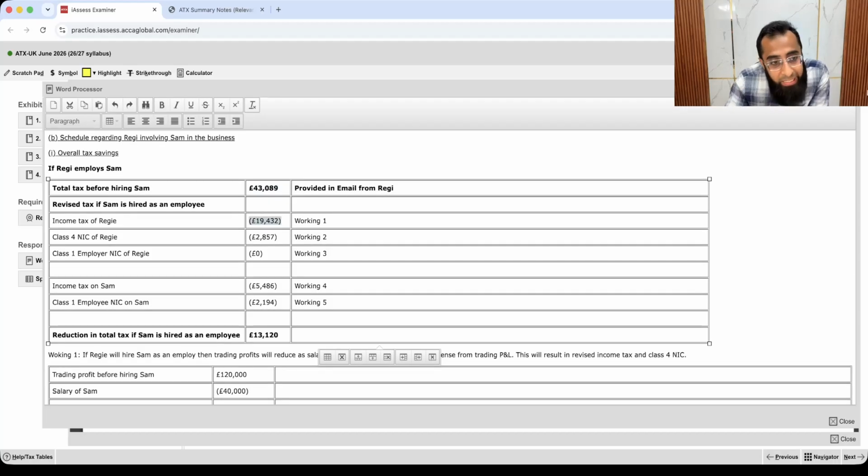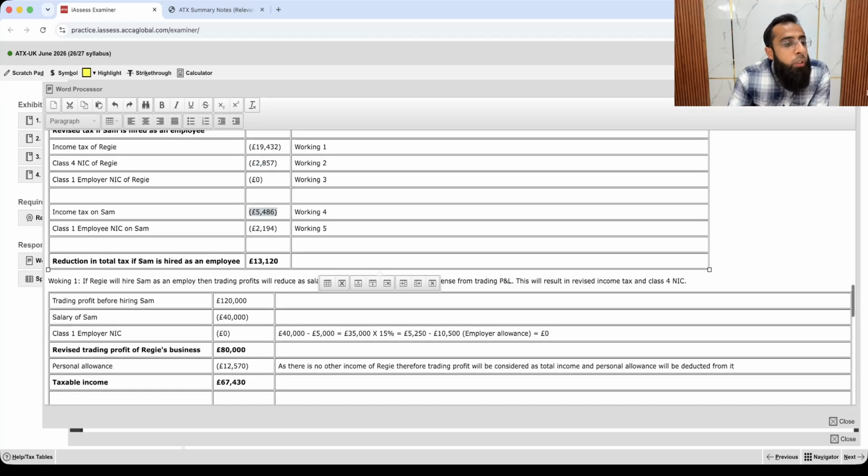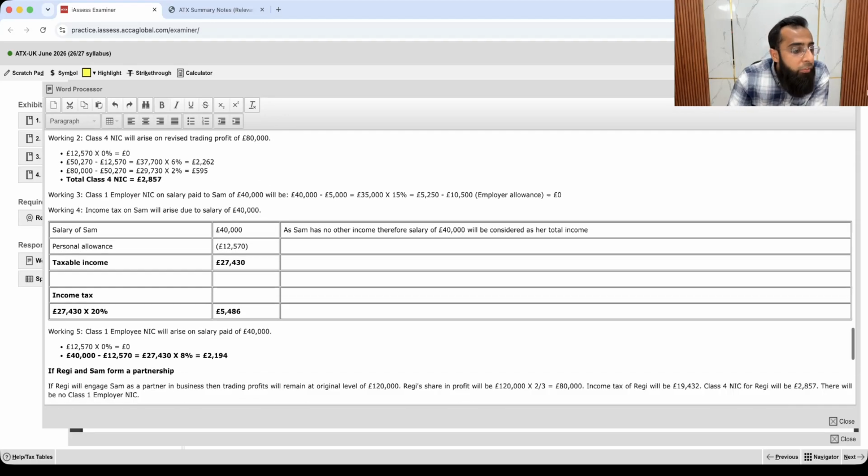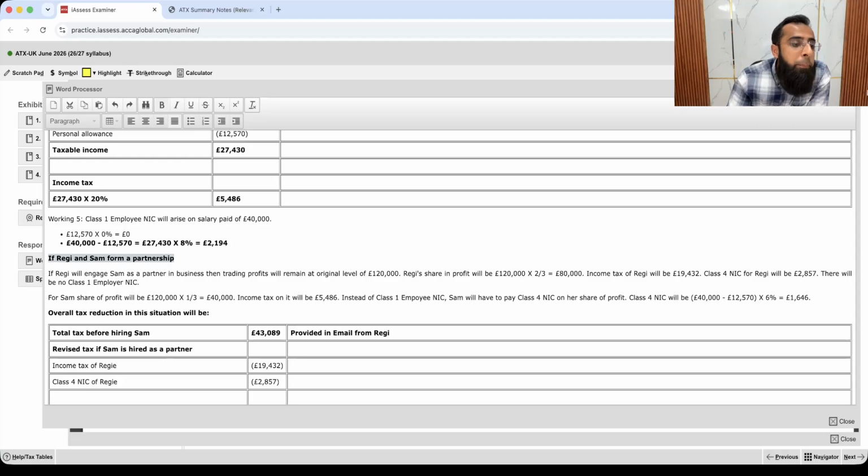But if we engage Sam as an employee, our trading profit will reduce, and so the income tax and class 4 NIC. On Sam also, on salary, income tax and class 1 employee NIC will arise. Because we have to think about the couple as a whole. That's why we are merging them. So total reduction in this case was 13120. Okay. But now if we engage Sam as a partner, then what will happen?